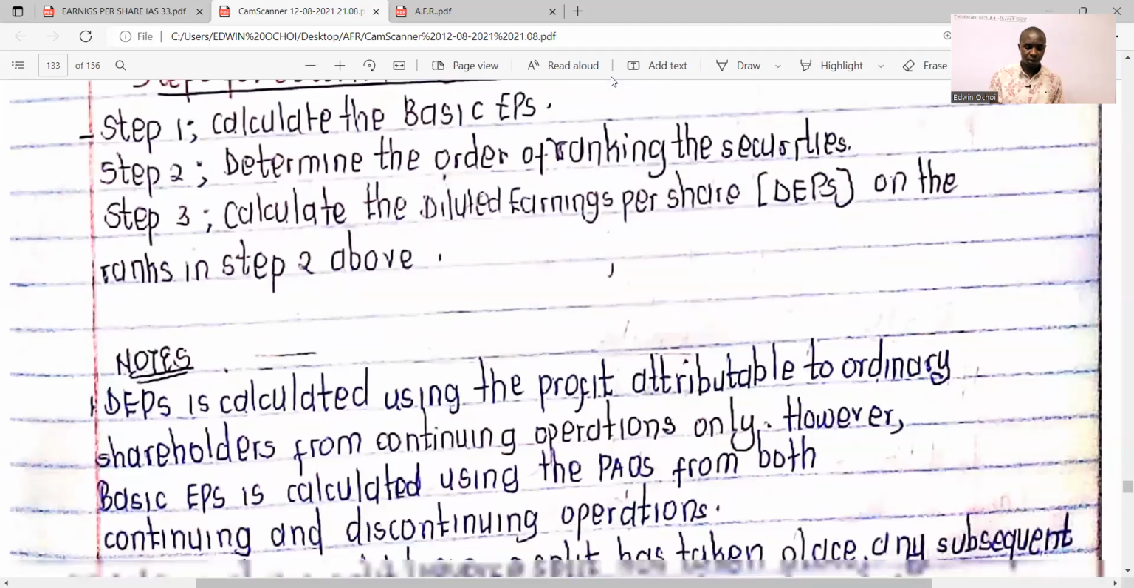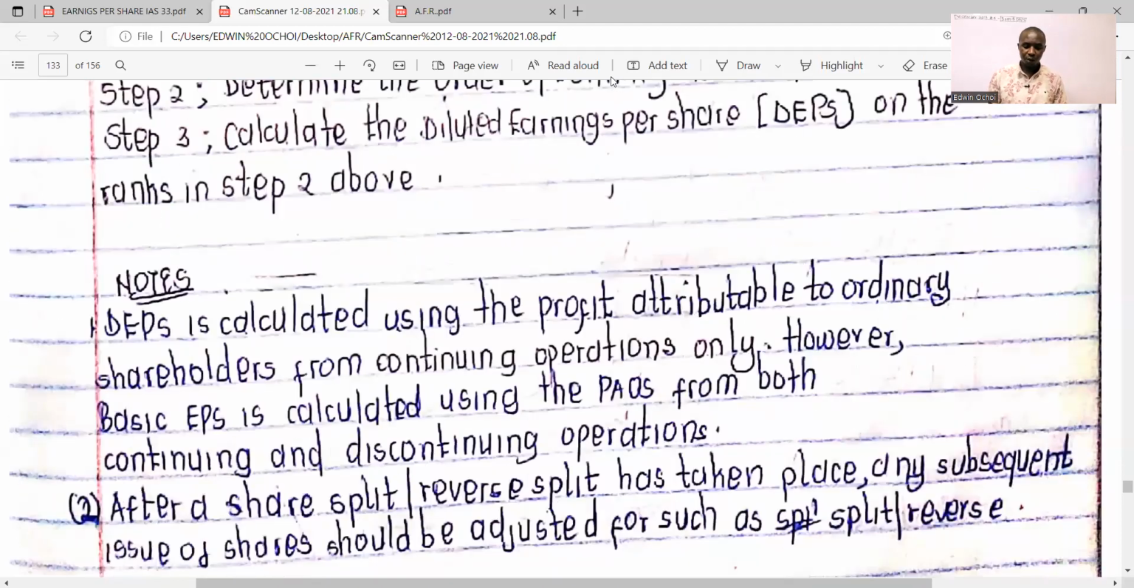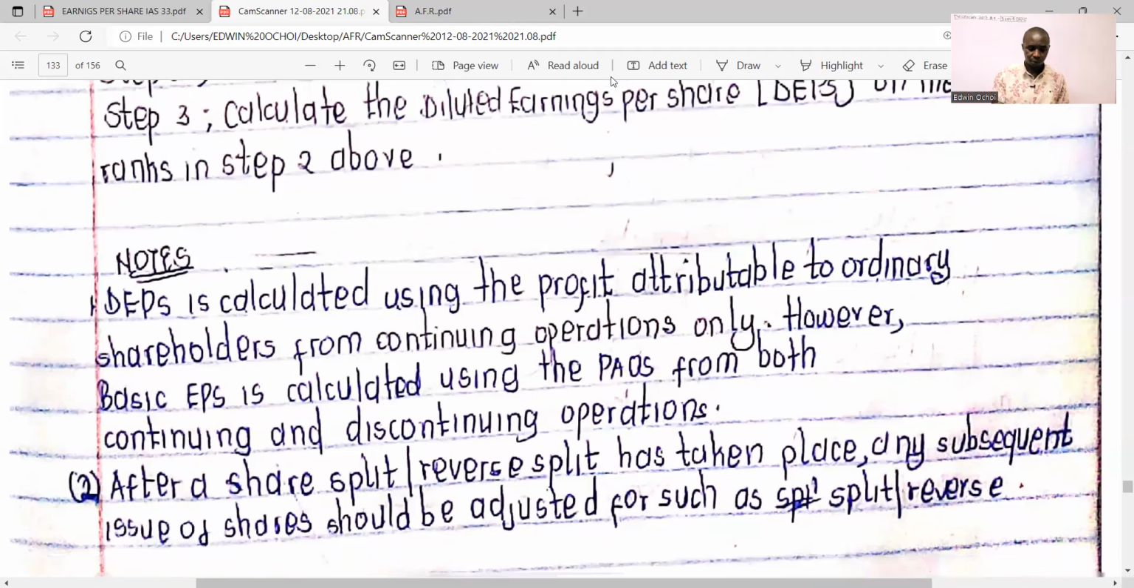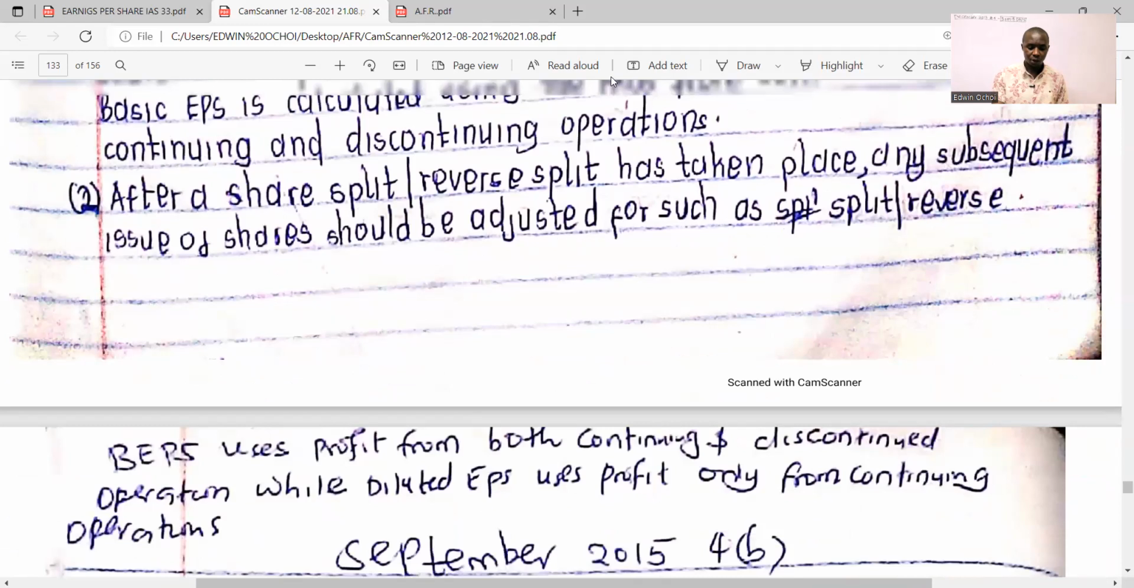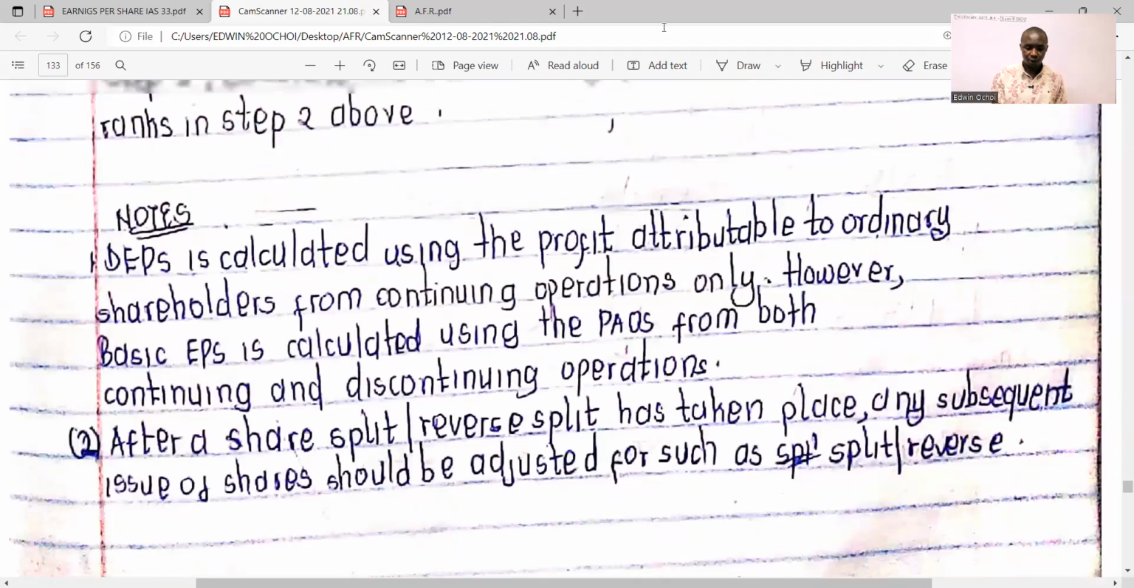Note about profit: when computing diluted EPS, the profit we are supposed to use is from continuing operations only. But for basic, we always use profit from both continuing and discontinued operations. So that is a short introduction to diluted earnings per share.